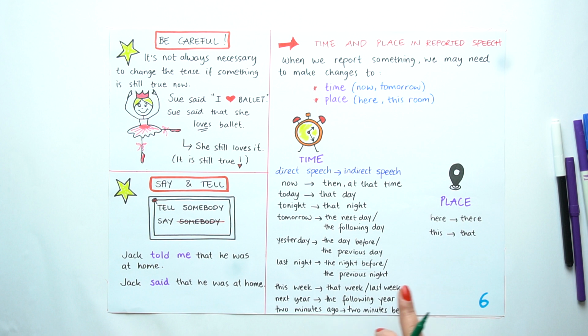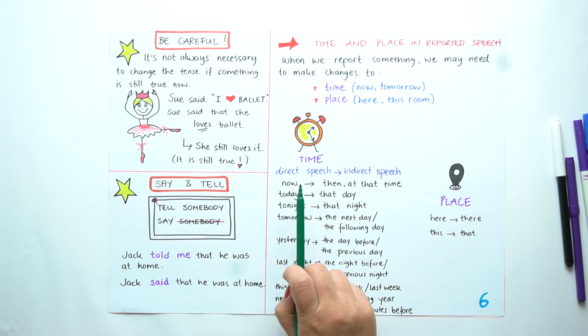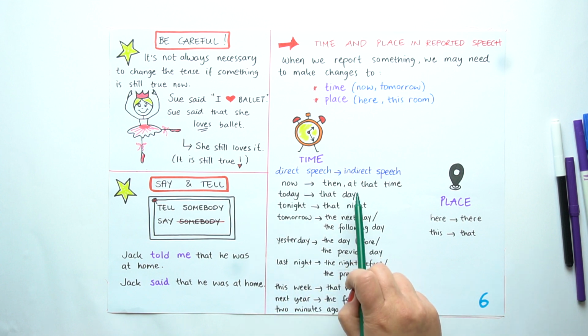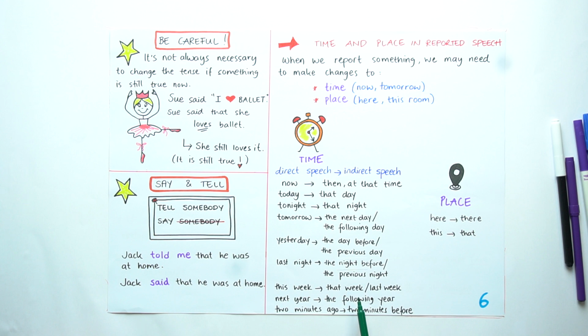Let's have a look at time and place. Of course, when you're reporting a sentence, time changes and the place changes. So you need to keep this in mind, all right? This is direct speech and this is indirect speech. Let's say you're talking to a friend and he says, I'm happy now. So you're reporting this sentence a couple of weeks later. So will it be correct if you say now? No, it's not now anymore. So you can say then or at that time.